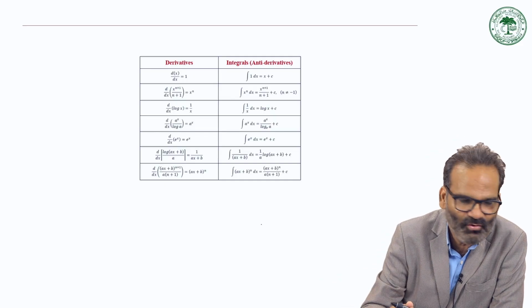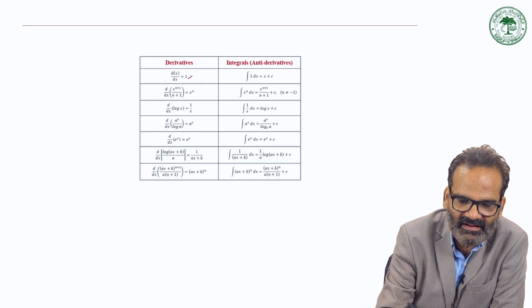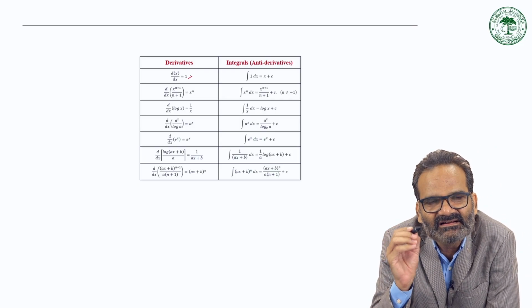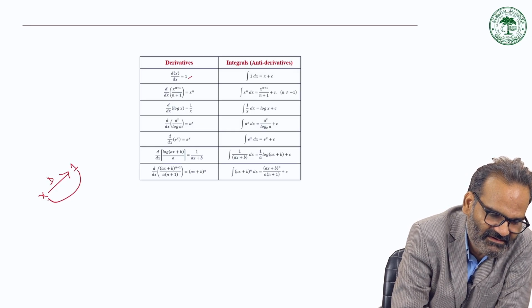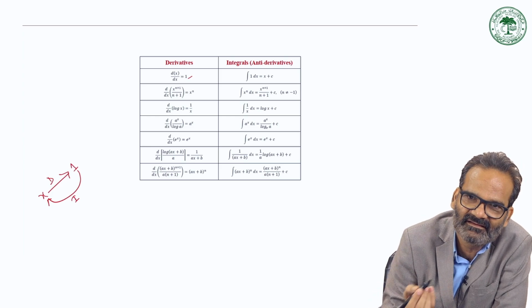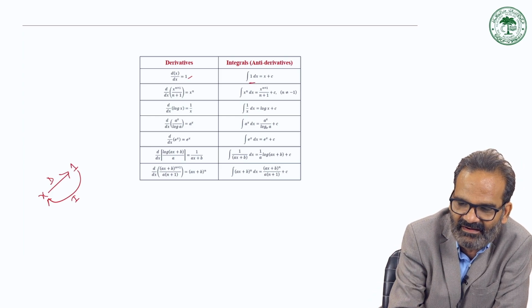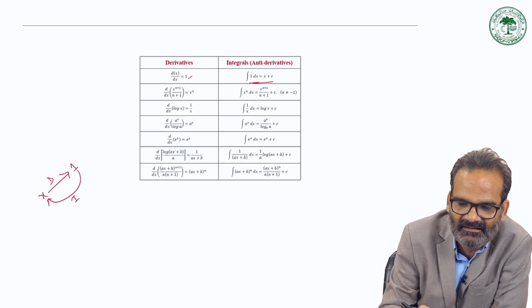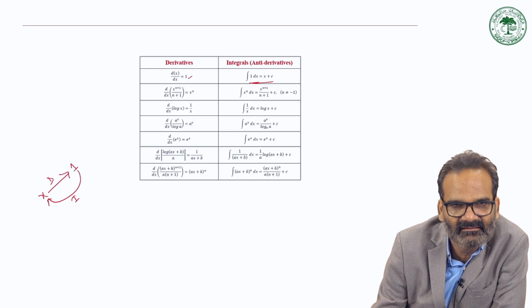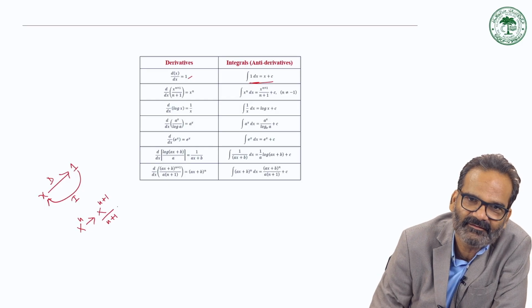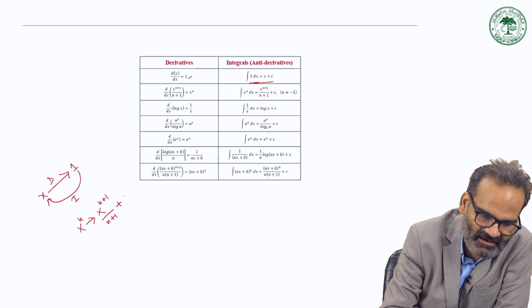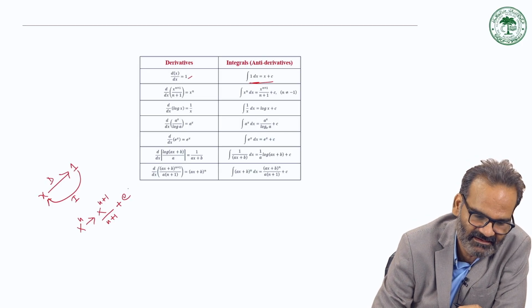Derivative of x you know is 1, right? So if the derivative of x is 1, then the integral of 1 should be x, right? This is what we want to show. So the integral of 1 dx is x + C, and C is always there. For x raised to the power n, the integral is x^(n+1) divided by (n+1), plus C. This is the integral of x raised to the power n, right?